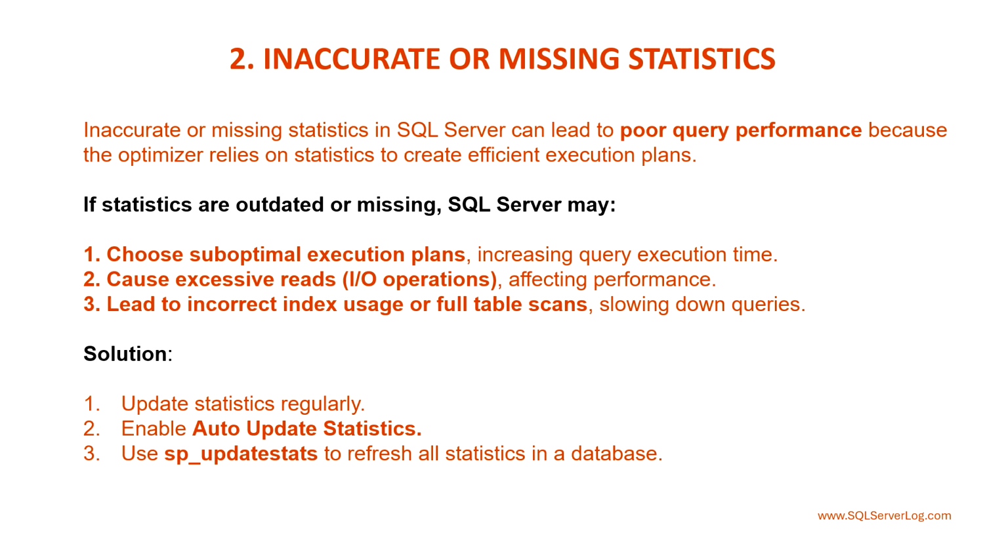So next is inaccurate or missing statistics. Inaccurate or missing statistics in SQL Server can lead to poor query performance, because the optimizer relies on statistics to create efficient execution plans. If statistics are outdated or missing, SQL Server may choose suboptimal execution plans, which increases query execution time. Similarly, it may cause excessive read I/O operations, affecting the server's performance. It may also lead to incorrect index usage or full table scans, which slows down queries.